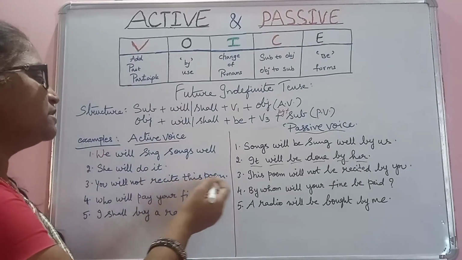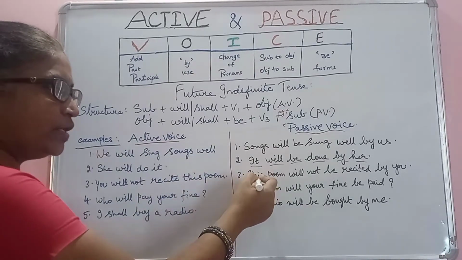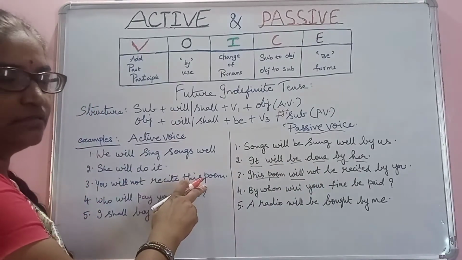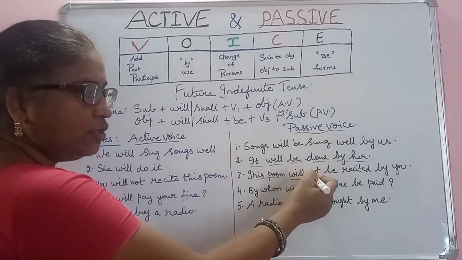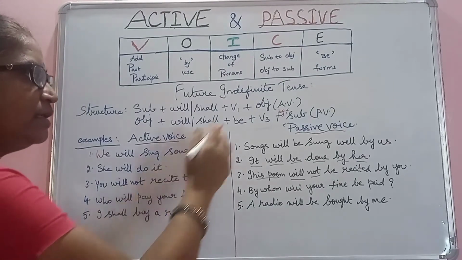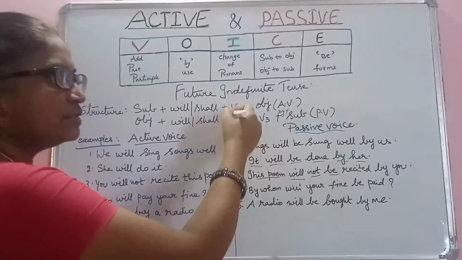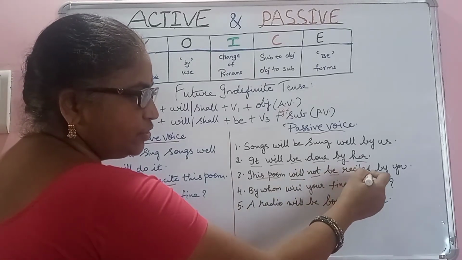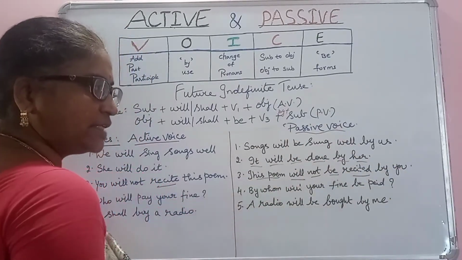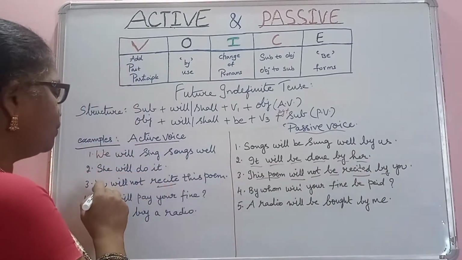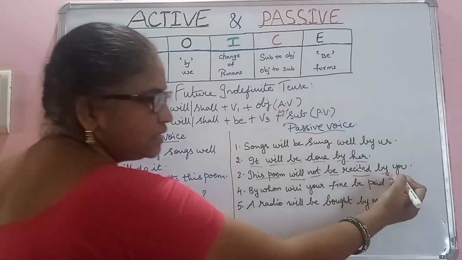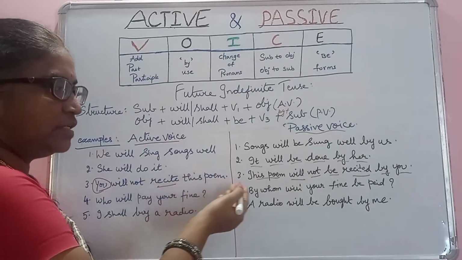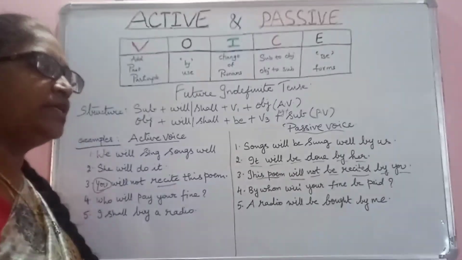Next, you will not recite this poem. Here, subject and object are exchanged, and will is applied. When this is a negative sentence, you go with not even in the passive voice. Apply be as in the structure, and recite changes into the V3 form recited. By is followed, and you is a pronoun, so it stays the same, you. The sentence, you will not recite this poem, is a negative sentence. It is changed into passive voice as: this poem will not be recited by you.